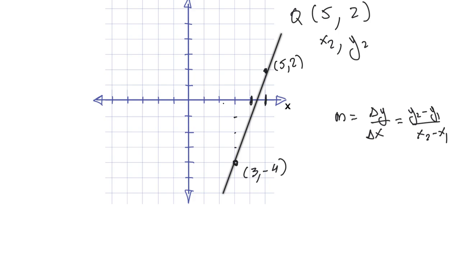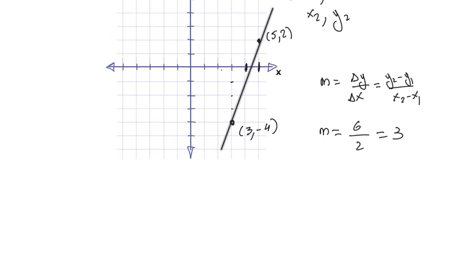So let me teach you how to do it very fast. The slope m is y2 minus y1. The distance between these is 2 here and 4 here, so the height is 6. So the slope is 6 divided by the run. The run from 3 to 5 is 2. So the slope is 3.